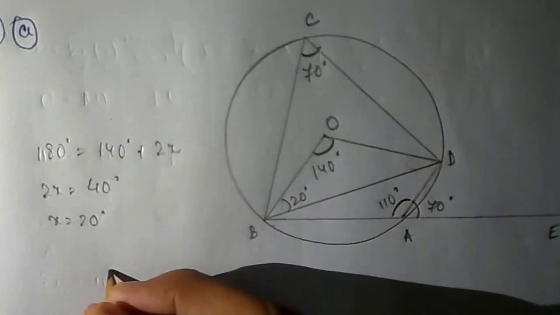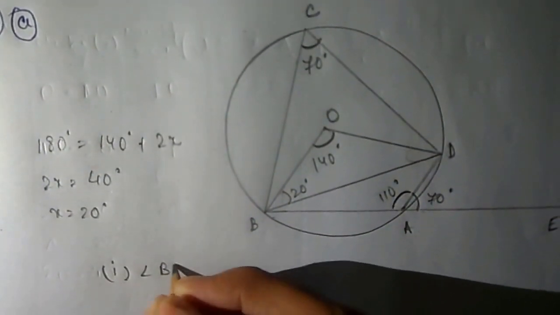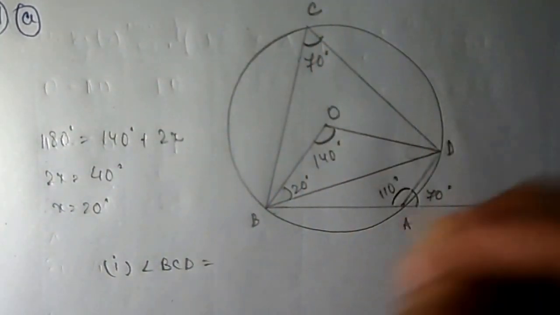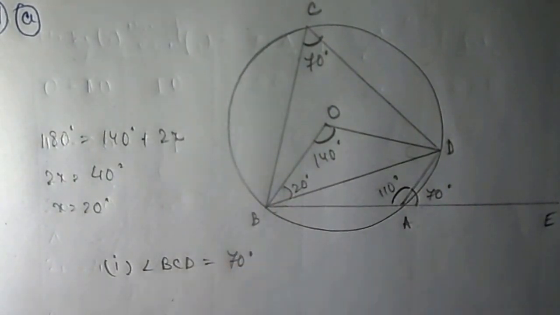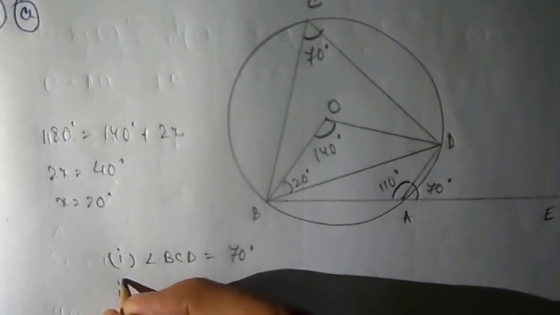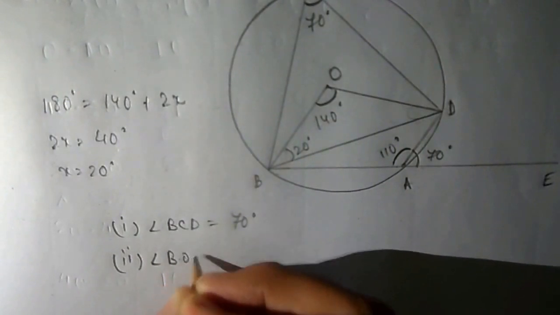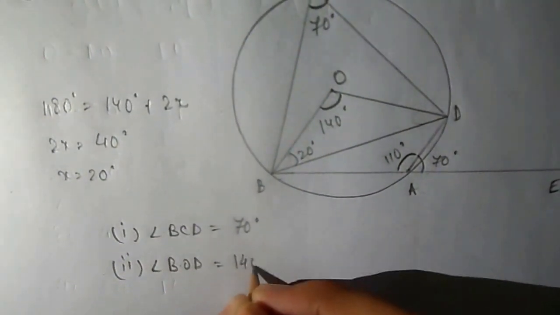So our answers are as follows. Number 1, angle BCD, which is this one, equals 70 degree, cyclic quadrilateral property. Number 2, angle BOD equals 140 degree.